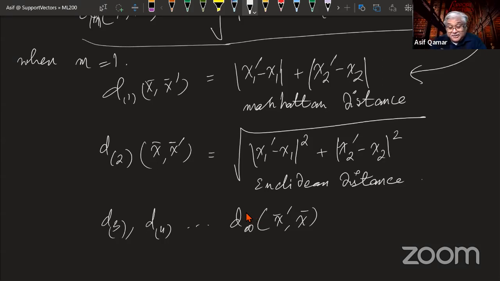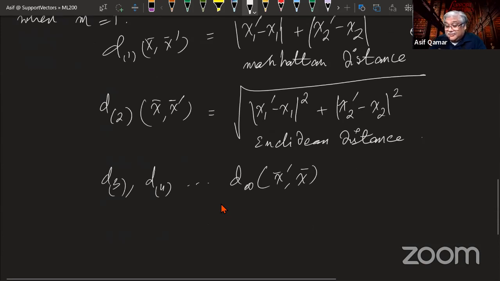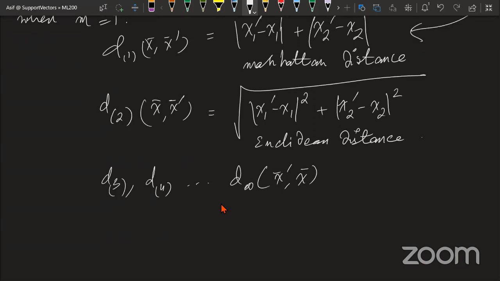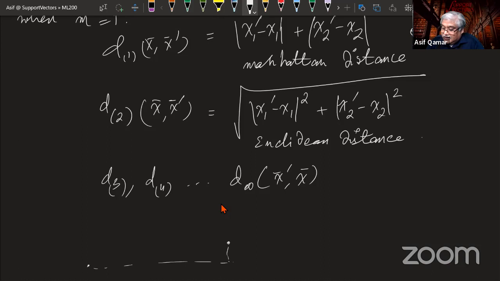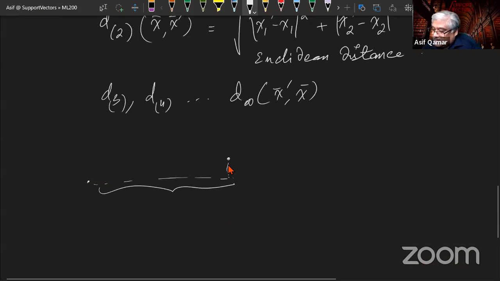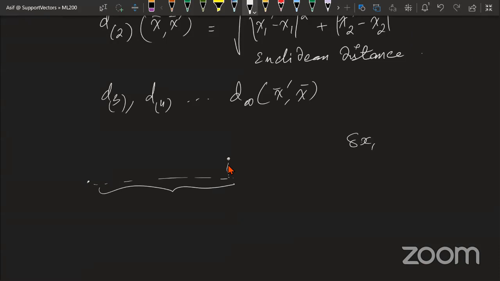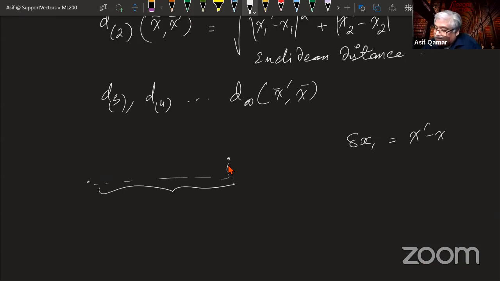But now comes something very interesting, guys. Now you can have a notion of d infinity distance. What would it be? It's very interesting actually. So what will happen is, suppose 2 points are like this, and this value, for brevity, I use delta x1 to be x1 prime minus x1. So this is the first delta x1 and this is delta x2, isn't it? Suppose by definition I create a new notation.